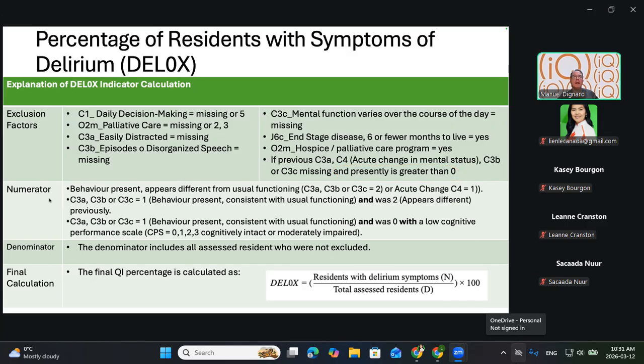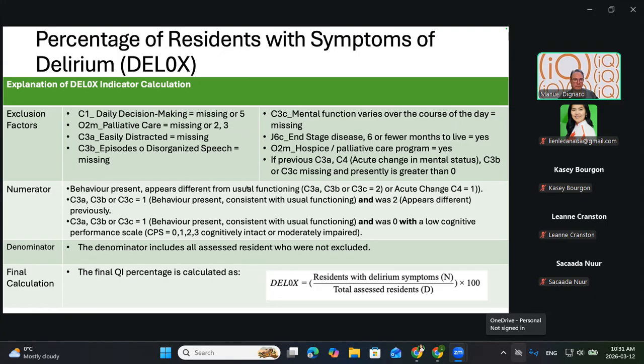So if you're not excluded, all the data is there, you're part of that denominator. We're going to look at your assessment. There's three things here. The behavior is present and appears different from usual. So C3A, B, or C is a 2, or C4 is a 1. So your acute change is there. That will make you part of the numerator.